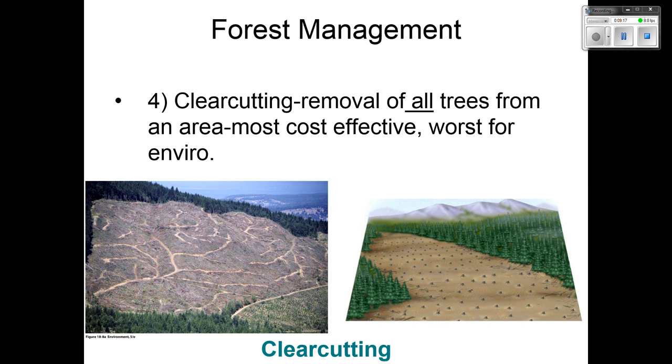Clear cutting, if you remember, is the removal of all of the trees in an area. And it's the worst for the environment. If you look down here, you can see it leads to desertification, so like desert-like conditions. And basically, we have loss of habitat. But it's the best for a timber company because they're able to extract lots of trees at one time versus the other methods. Some of the other methods that we did discuss, kind of going backwards here.